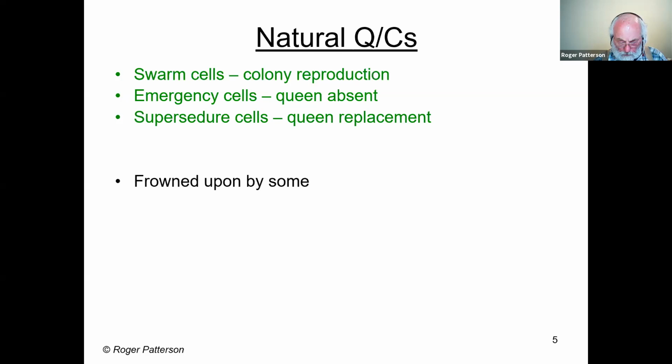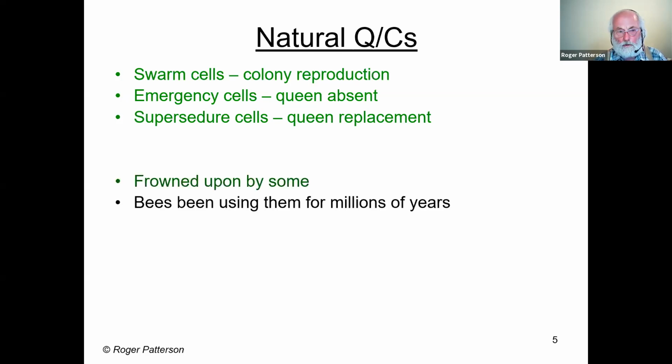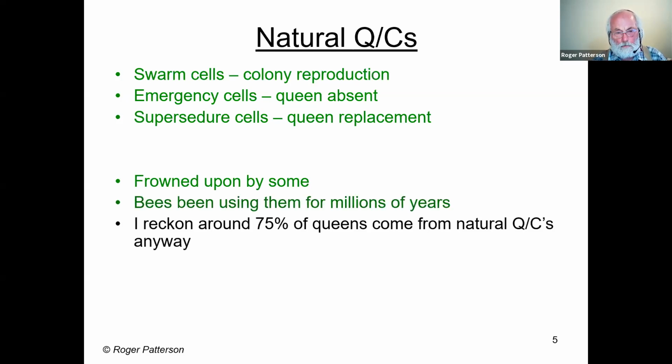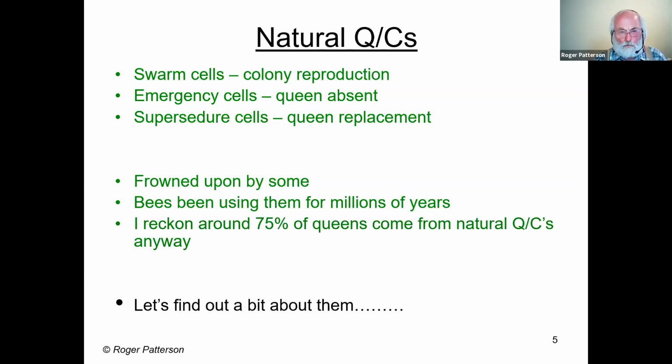Unfortunately, there are a few people who frown upon them, but I can't see why, because bees have been using those three methods of raising queen cells for millions of years. And it's only all of a sudden in the last 100 years or so that a few people decide that they're a problem. But I would reckon that probably 75% of queens in colonies in this country come from natural queen cells in one way or another. So let's find out a bit about them then.